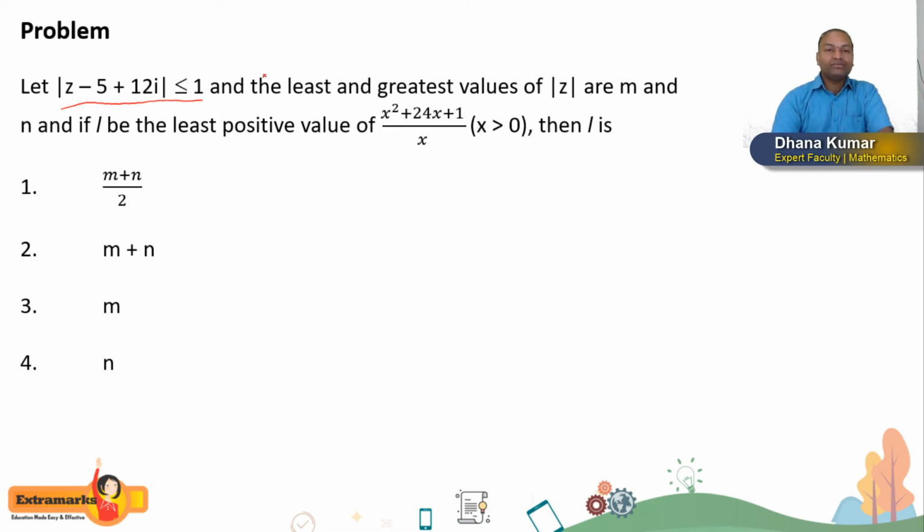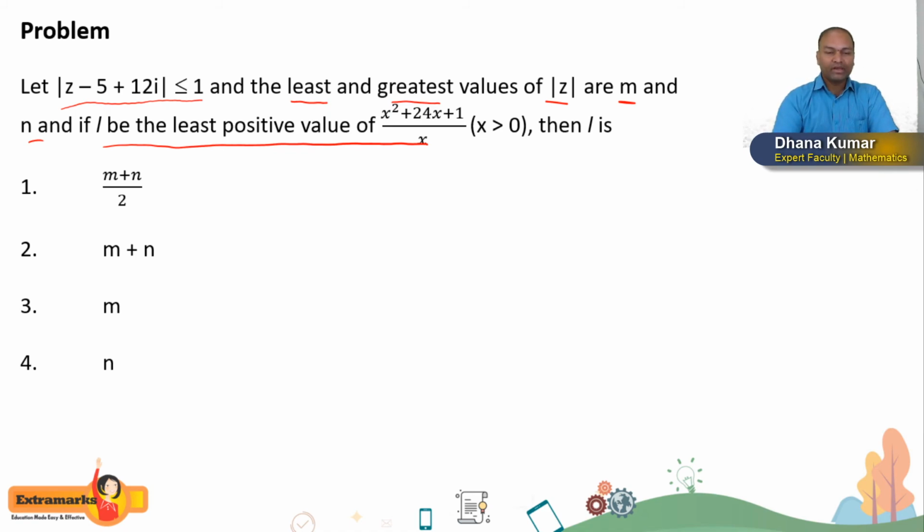Fine. Then the least and greatest values of mod Z are M and N. The least value of mod Z is M, the greatest is N. L is the least positive value of this function. Then find L in terms of M and N. That is our question.